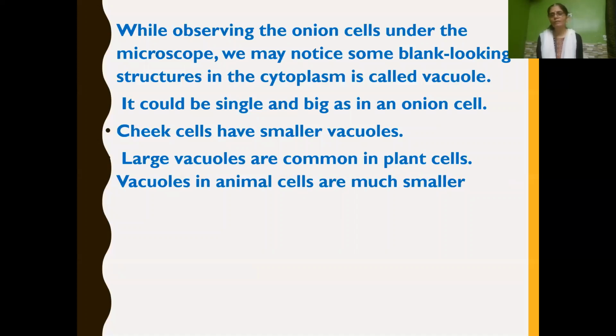This is the second difference we are learning, children. The first difference we have learned is that a plant cell has a cell wall, which is the outer covering of the cell membrane, but the cell wall is absent in animal cells. And now the second difference: in plant cells, the vacuole is larger and very few or single, and in animal cells vacuoles are many and smaller.